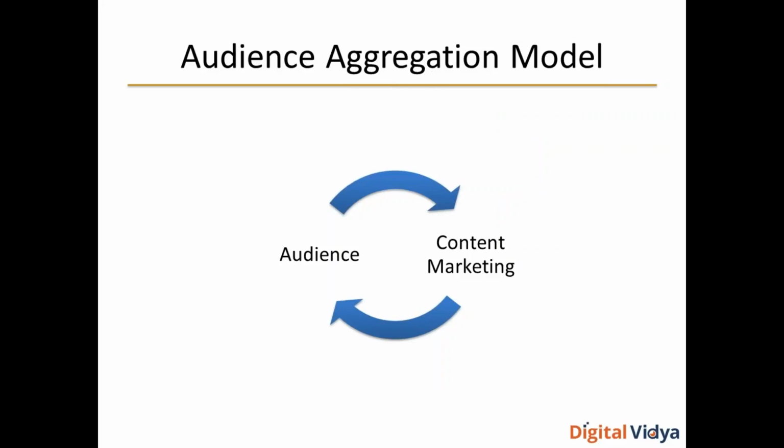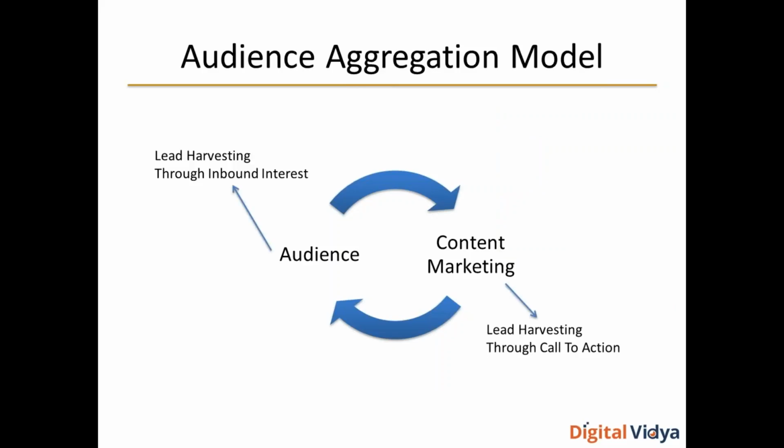This is the model. Audience, content marketing, it again goes to audience, and then you convert, right? So lead harvesting through call to action. Call to action could be "click here to buy," "download now for free webinar," "click here to get a free email on inbound marketing." And once it goes to audience, lead harvesting through inbound interest. Then the customer will show his interest. That's called inbound marketing, right?